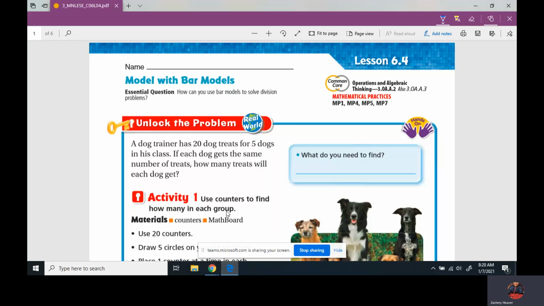All right. So today we're looking at 6.4, which is we're going to model division with bar models.